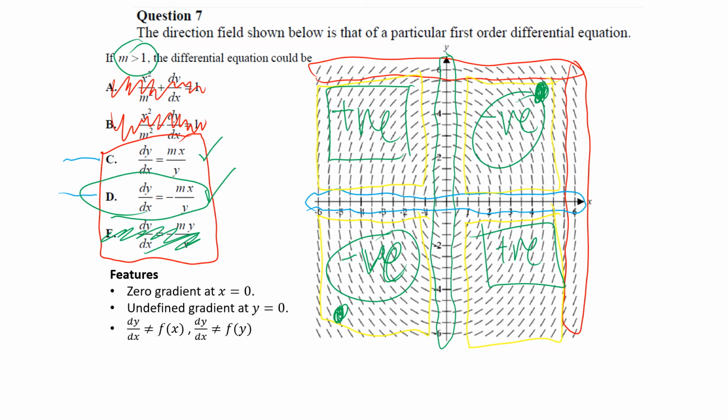So what have we got there? I've discussed the direction of each slope in the various quadrants, matching only D and not C, leading us to the correct answer, D.